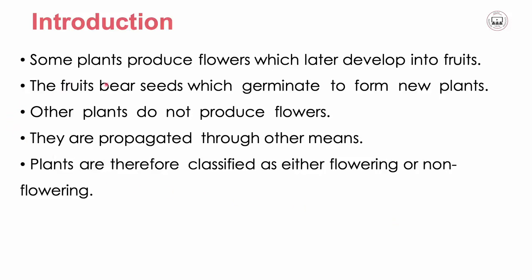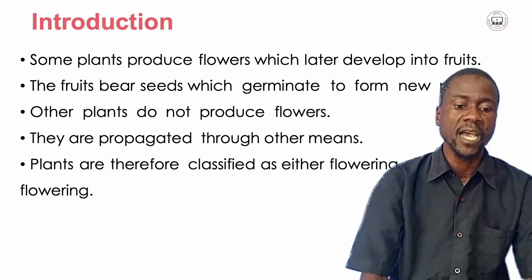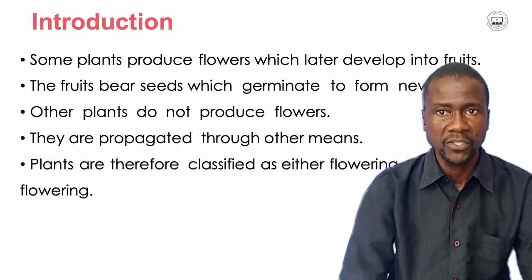Now, some plants produce flowers which later develop into fruits. The fruits bear seeds which germinate to form new plants. Other plants do not produce flowers, and they are propagated through other means. So plants are therefore classified as either flowering or non-flowering plants.